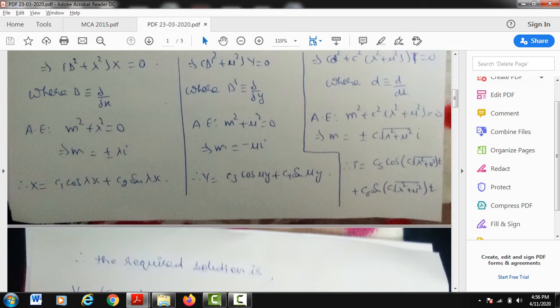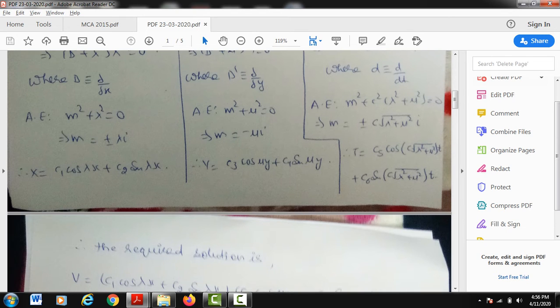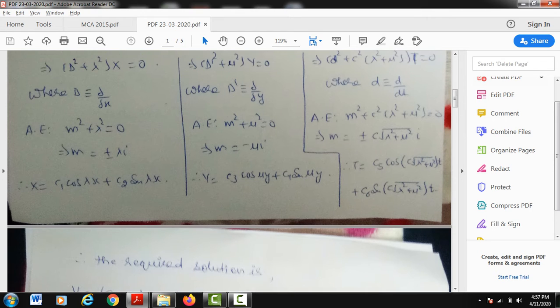the particular integral. Now to find the complementary function, I will first write its auxiliary equation. The auxiliary equation is written by replacing D, D dash and small d by m. So the equations are m square plus lambda square is 0, m square plus mu square is 0, and m square plus c square times lambda square plus mu square is 0. These three equations are quadratic in m, so they will provide us two values of m.